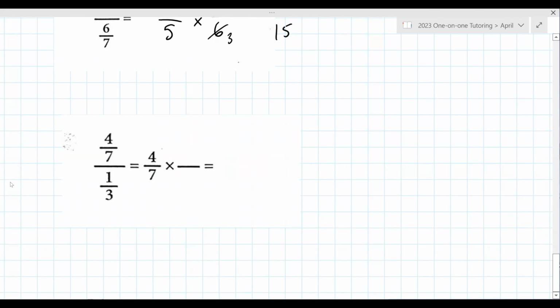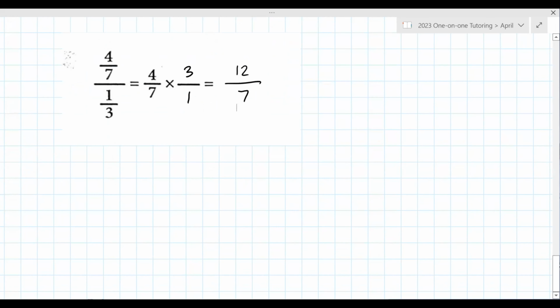What goes in that second fraction position? The 3/1. All right, so go ahead and multiply that out or pre-reduce if you can. You cannot. So that would be 12 and 7, and then that would become 1 and 5/7. Yes.